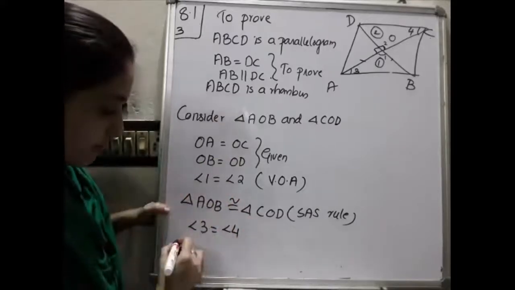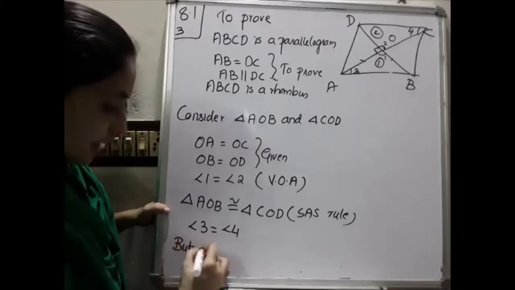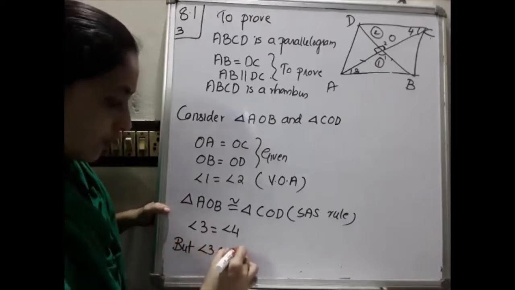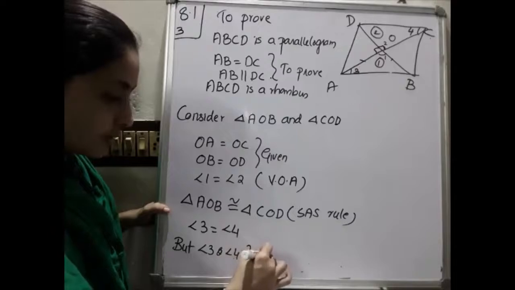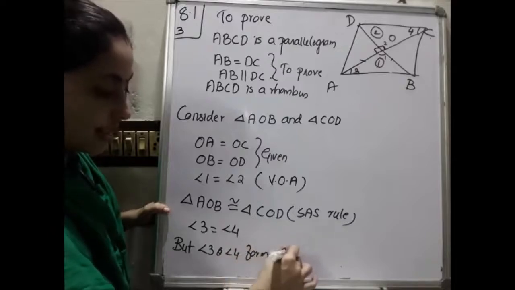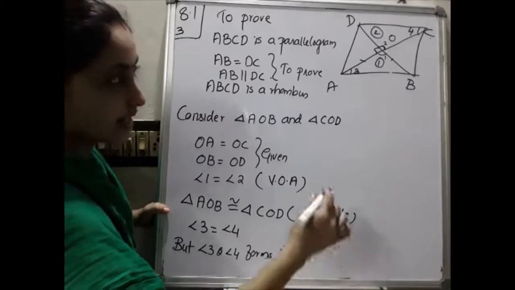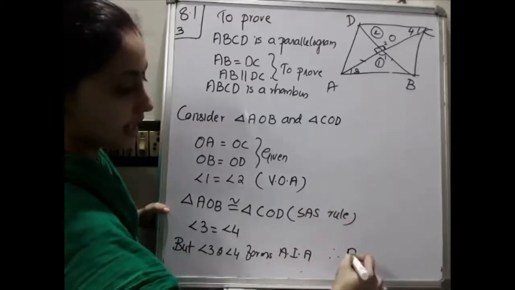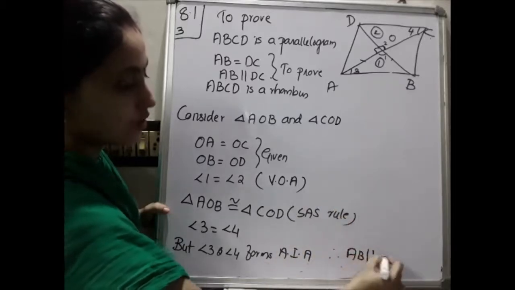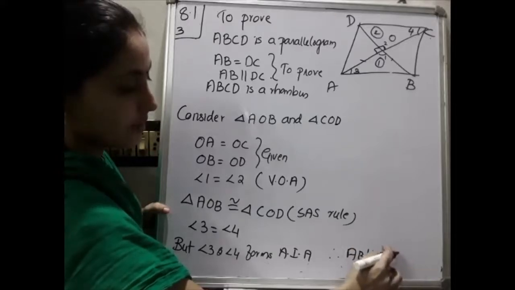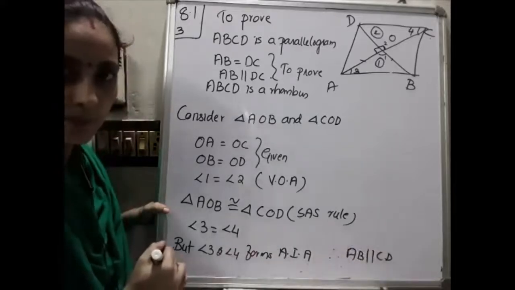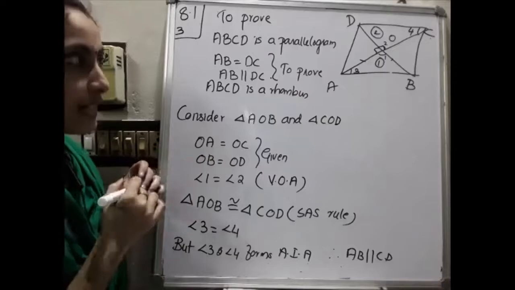So you can write that angle 3 and angle 4 form alternate interior angles. Therefore, what can we say? Therefore we can say AB is parallel to CD. AB parallel to CD. By CPCT we can say that AB is equal to CD.